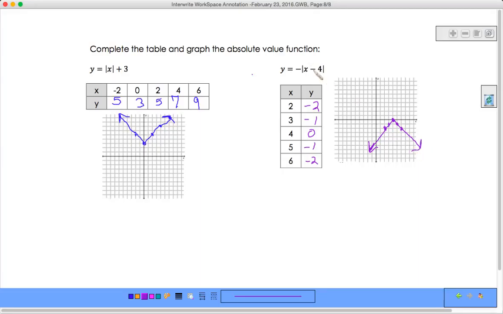And notice the negative 4 in here made it shift over 4. The negative in front made it flip over upside down. So we'll keep talking about transformations and looking at the different effects the different parts of it have. But really, if you can make a table, you can graph any of these. Alright, get started on your practice and let me know if you need any help.